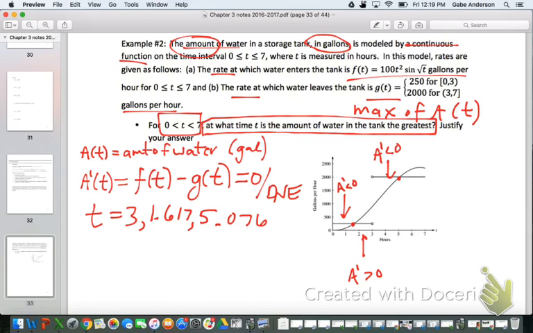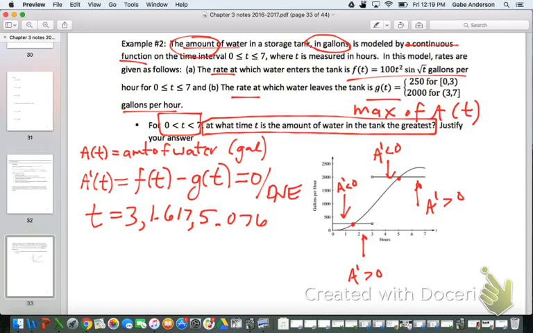If we look at the final interval from 5.076 to 7, wouldn't it be true that f of t is bigger than g of t? Therefore, f of t minus g of t would be positive. So a prime is positive right there. So at 5.076, a prime goes from what to what? Negative to positive, making 5.076 another relative min.